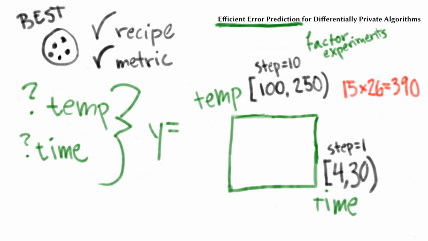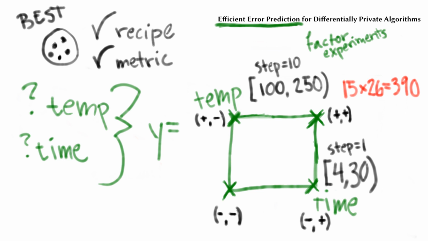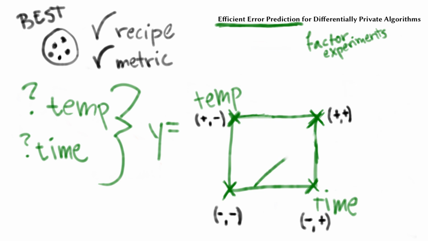In comparison, factor experiments would tell us that the most important settings to measure are the edges of the space. That is, we would measure high temperature with long time, high temperature with short time, then low temperature with long time, and low temperature with short time. So we can reduce the experiments we need to run from 390 to just 4. Then we use this data to create a linear model to predict the score of any cookie within the given space. So how does this scale, you wonder? Since we measure a high and a low setting for each variable, a system with k variables would mean we need to run 2 to the power of k experiments.